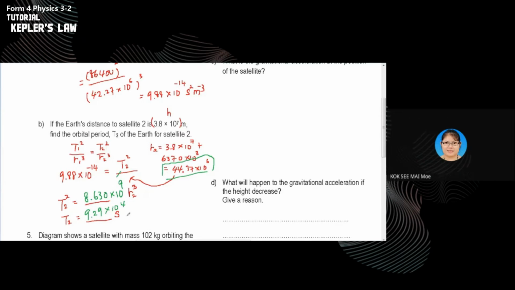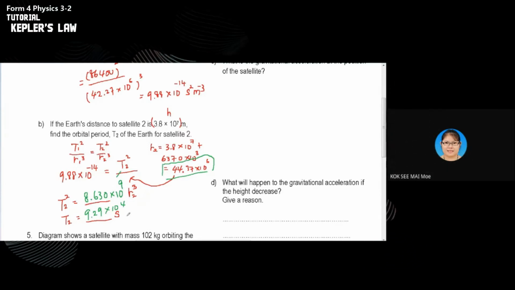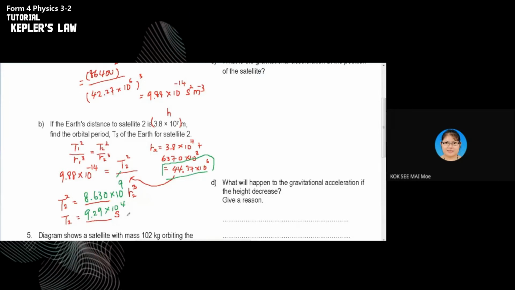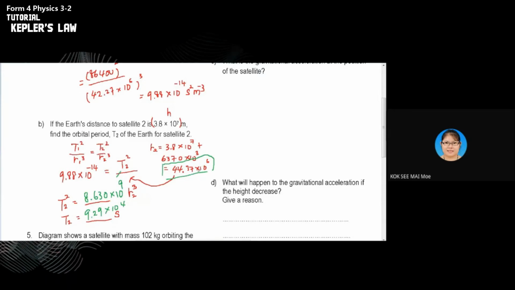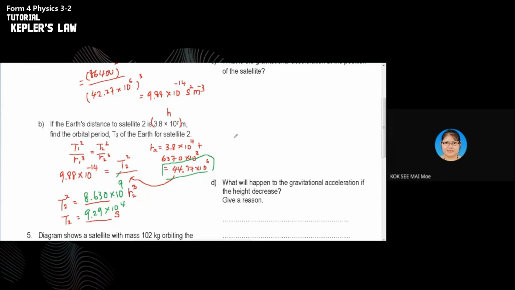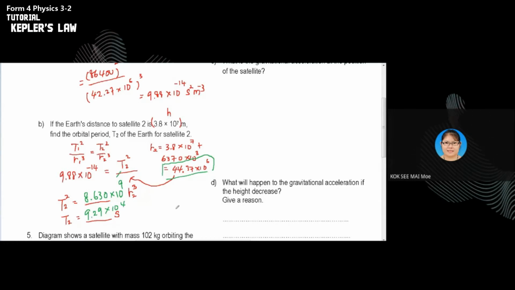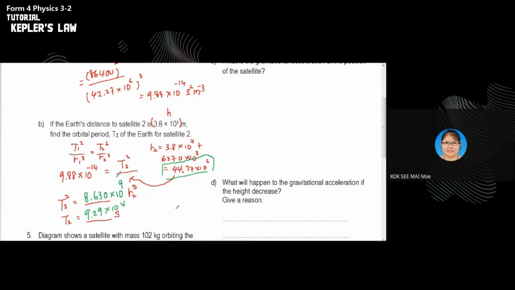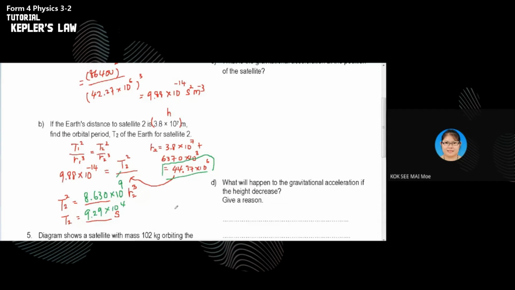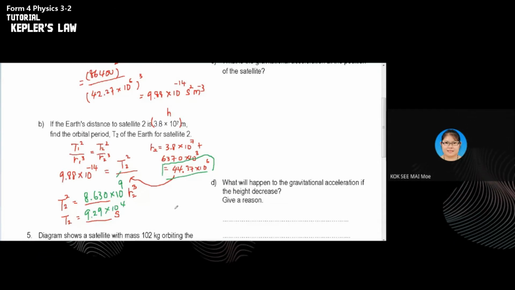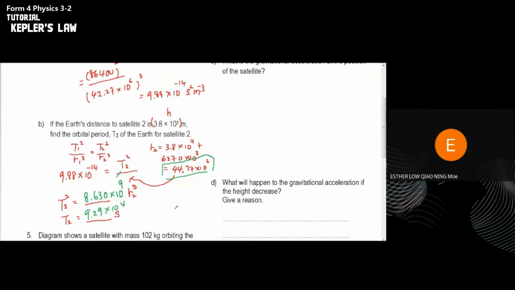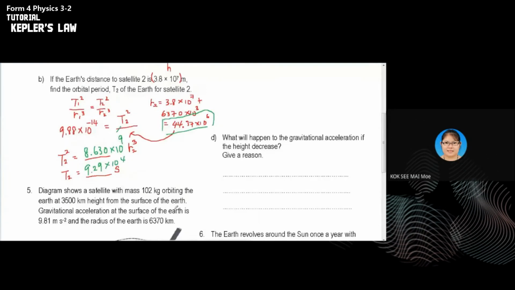Others, so we just check, is there any problem for this one question? Suppose it's all just put in. Calculator must press very carefully. Okay, anybody want to ask about question B? No. Okay, then we continue for question 5.